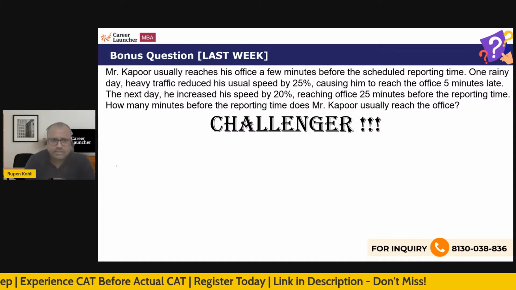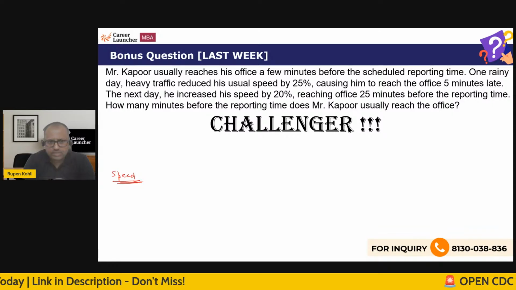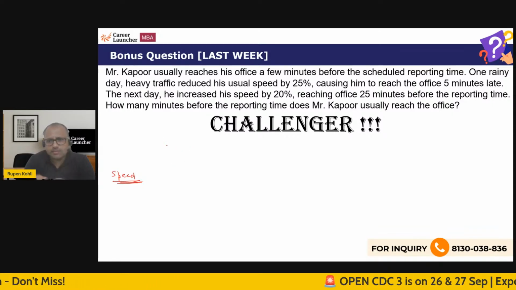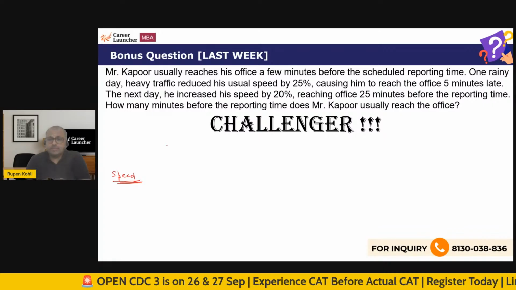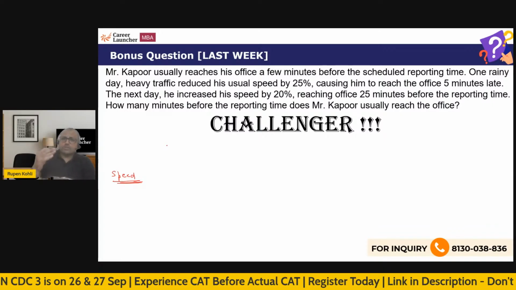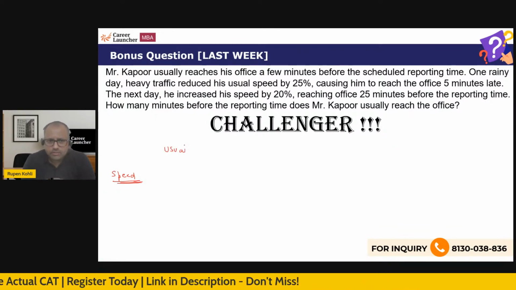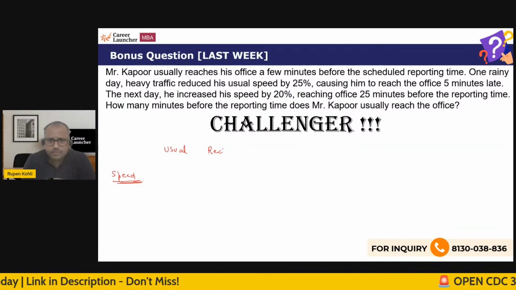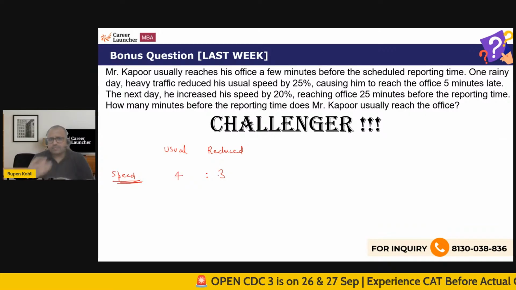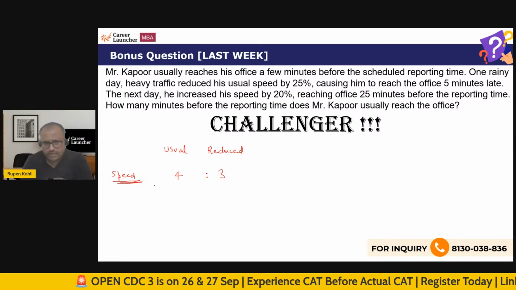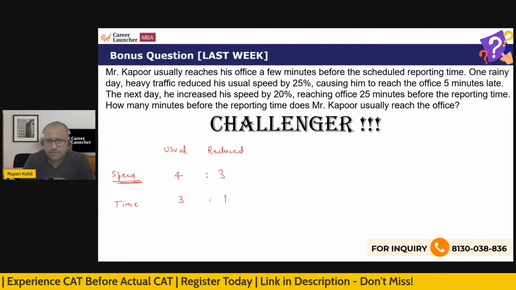So when distance is constant, speed and time are inversely proportional, right? There are two changes given. Once his speed decreases on the rainy day, by 25%, and that causes him to reach the office 5 minutes late. Now, he always used to reach a few minutes before the scheduled reporting time. So there is a usual speed and a new reduced speed, in the ratio of 3:4. The speed has become 25% less, which means 3/4, so the time taken must have increased in the inverse proportion of 3:4.